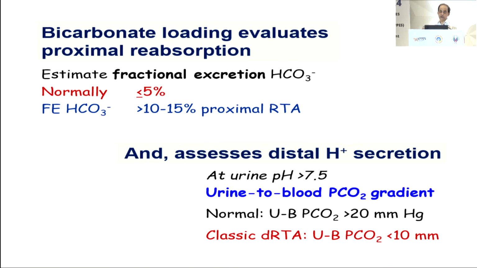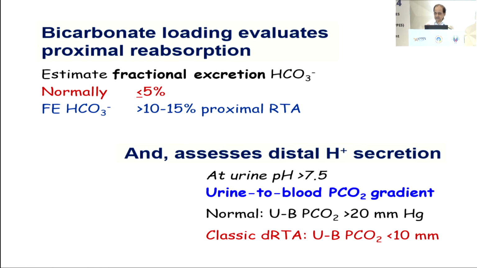So obviously you need to do a urine gas, and most labs are not happy doing your urine gas on a blood gas analyzer, because they say that the membrane will get spoiled, or something else may happen. So clearly this test, while it's a good test, is not often used. But you can estimate the Fe bicarb, and normally Fe bicarb should be below 5%. In patients with proximal RTA, the Fe bicarb would be clearly higher.